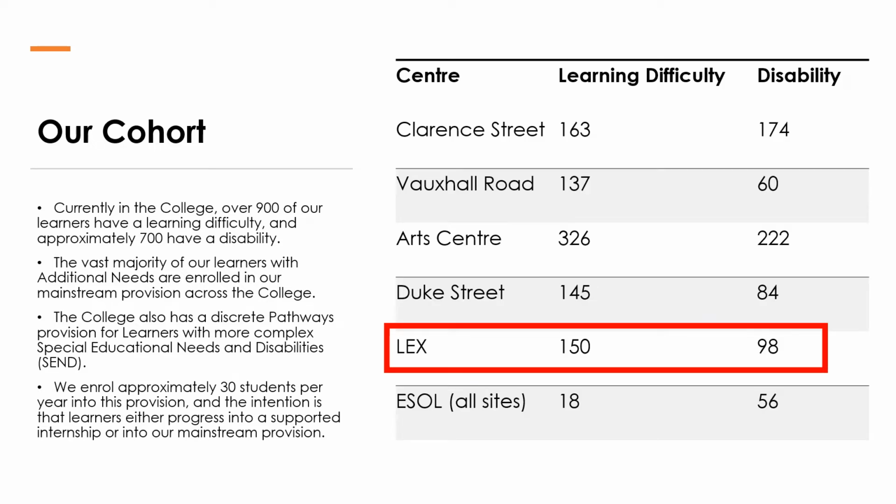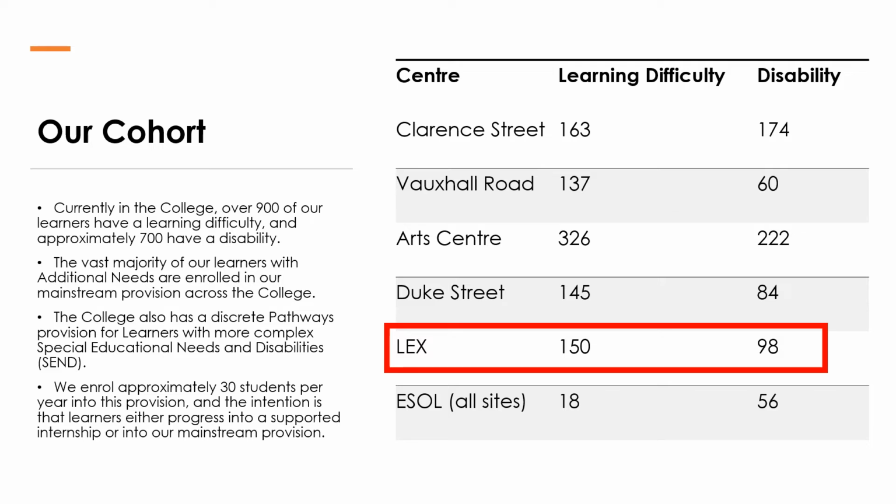So this slide is all about our cohort that we've got, and I've just highlighted there the LECs in the red box. So we have 150 students with a learning difficulty and 98 with a disability, and these are obviously numbers based on those who've declared it or who've been for testing. So it could be higher than that.